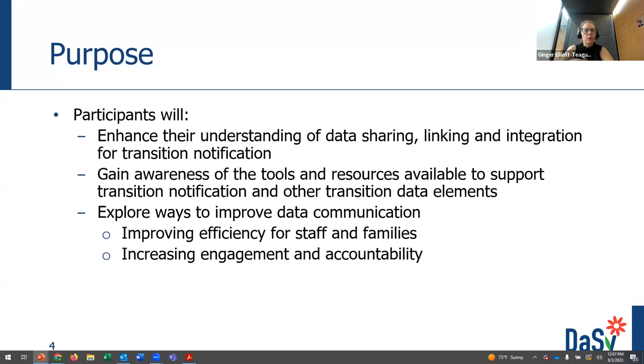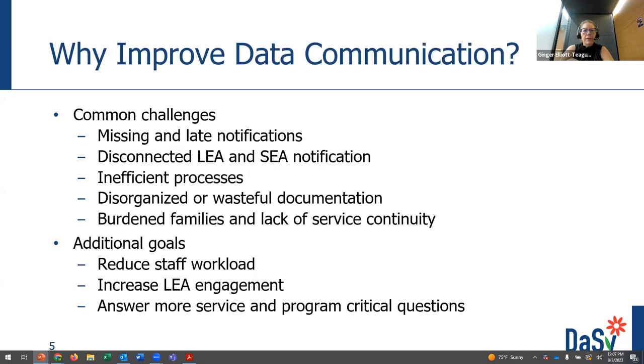Okay, so why improve data communication? We know that the transition between C and B presents challenges for both programs. And notification is a key part of that. So you may have missing or late notifications. You may have disconnected LEA and SEA notification. Those don't always happen together in states. And so your processes may be inefficient. You may feel disorganized. You may feel that there's some wasteful documentation if you're mailing letters through the post office, for example. And all of these may lead to burdened families and a lack of service continuity.